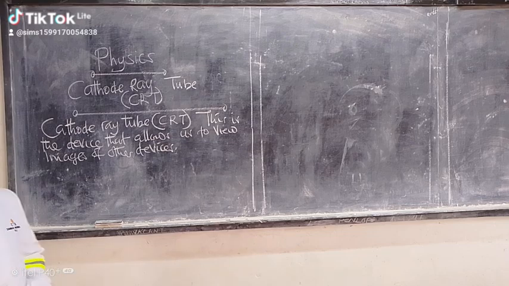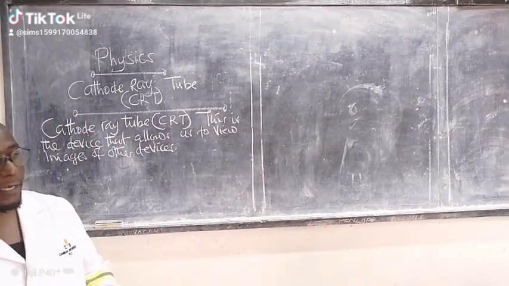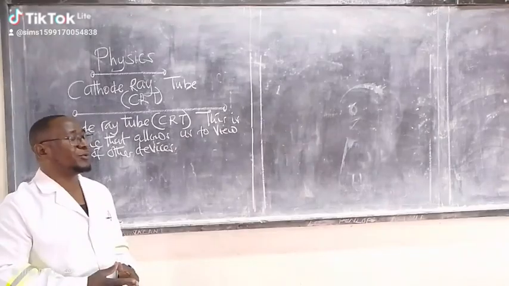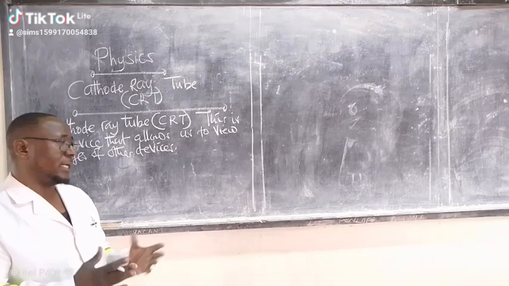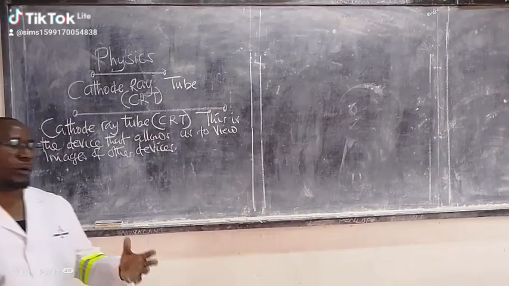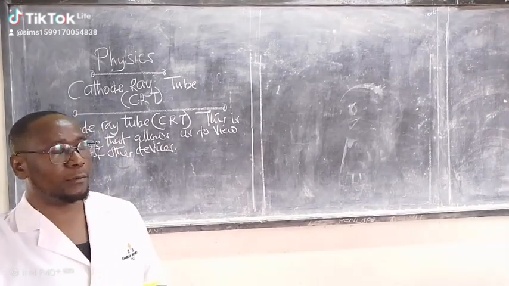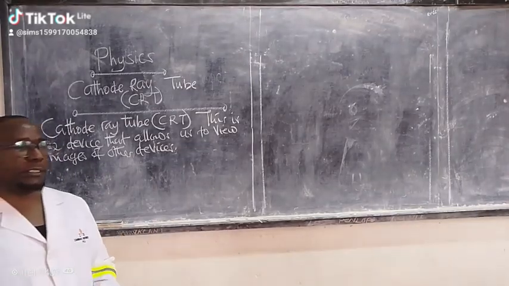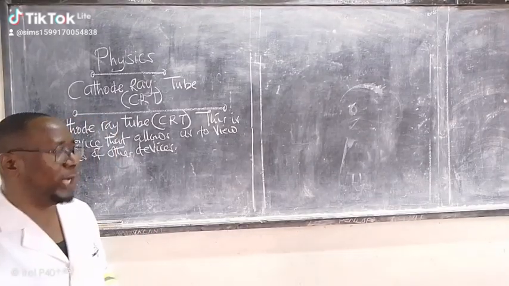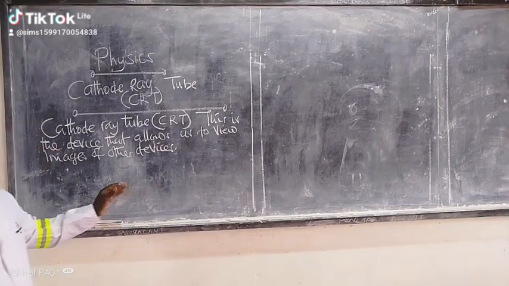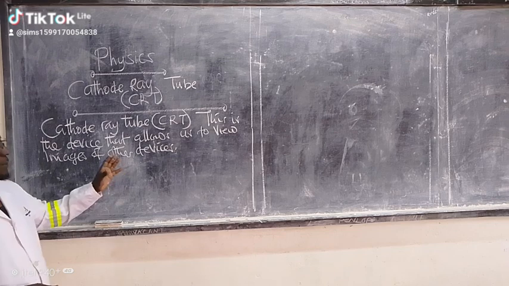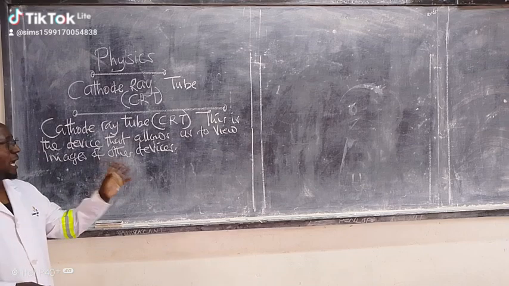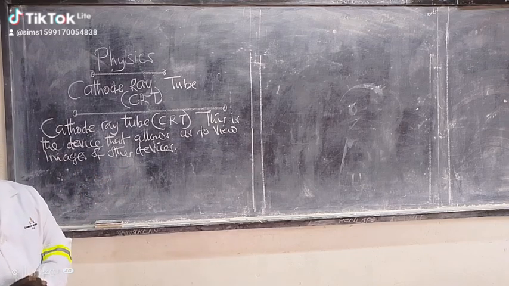By the definition, the cathode ray tube is a device or a special instrument that is used to allow us to view the images of other devices. When you are looking at the cathode ray oscilloscope, that is where the cathode ray tube is used. Its application can be appreciated well when it is applied in the cathode ray oscilloscope. So this is the definition of the cathode ray tube. This is the device that allows us to view images of other devices.